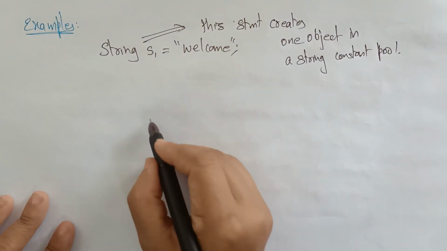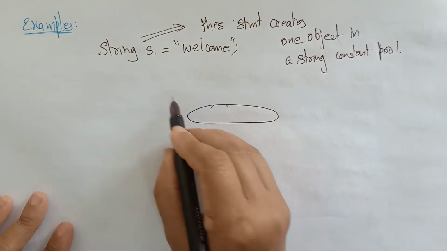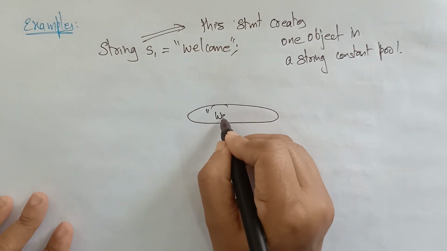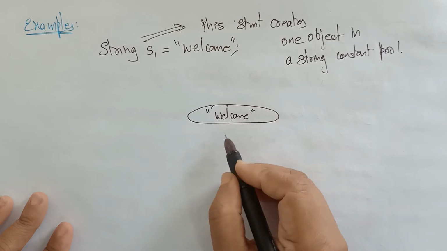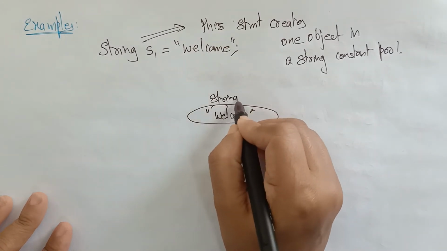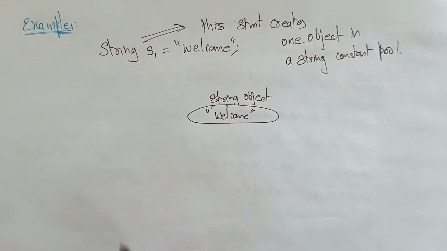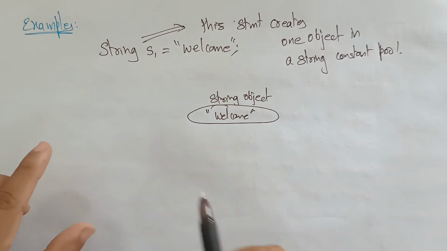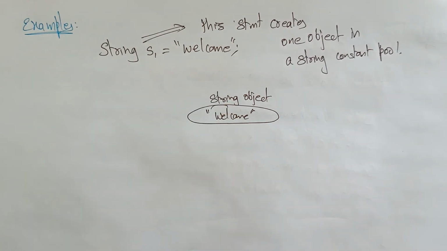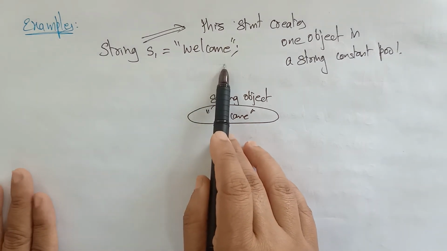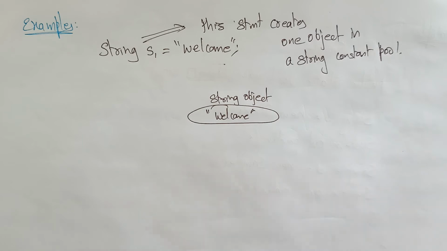I'll explain. Whenever string S1 is equal to "welcome" is created, this is a literal, and a string object is created. For creating an object, normally it is class name, object reference is equal to new class constructor. But for strings you need not give the constructor. String S1 is equal to some message, or else you can give new String also. Directly the string name you can mention here, or you can write new String as a constructor.